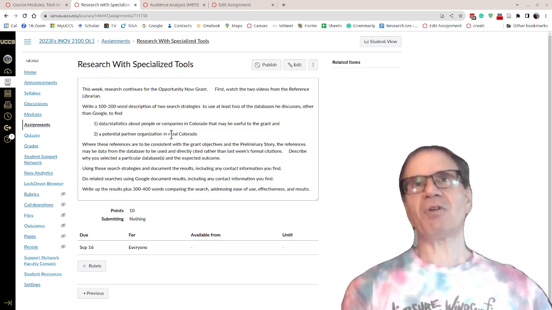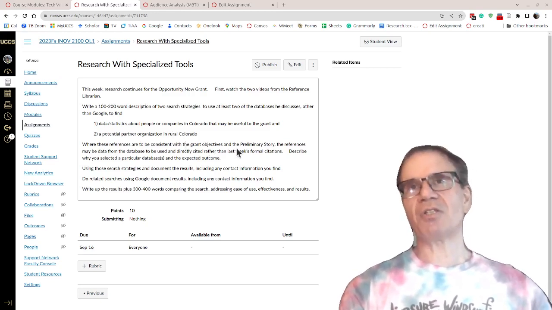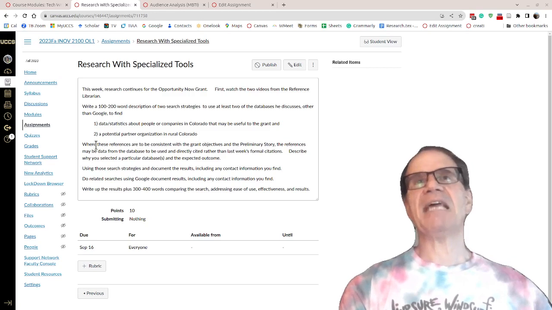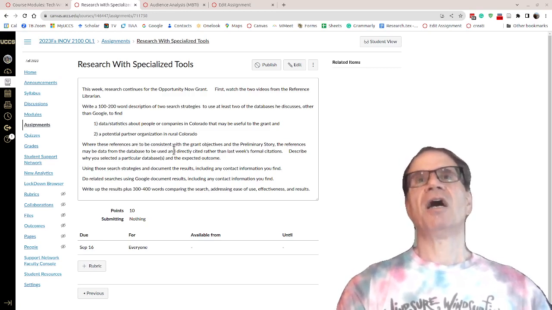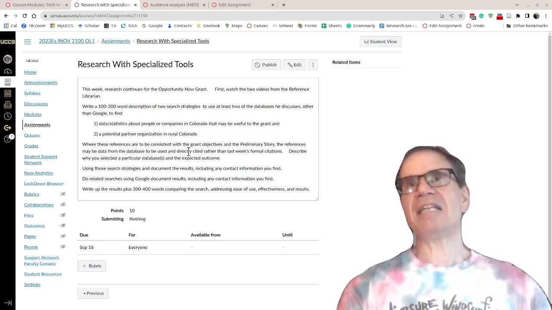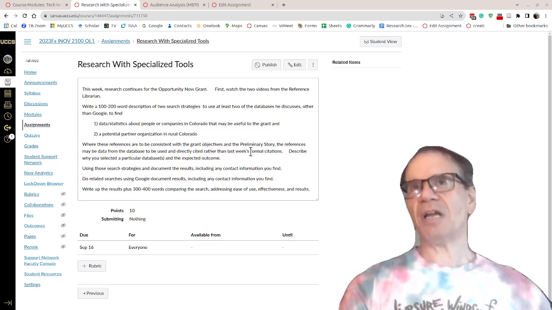So this is a different kind of research. These references are to be consistent with the grant objectives and the preliminary story you've already seen. The references may be data from the database. So if you look up something and it's raw data, I want you to copy that out and write it up as part of your results. And it can be used directly, and then we cite the database rather than, as in last week, where you found other people's work as formal citations.